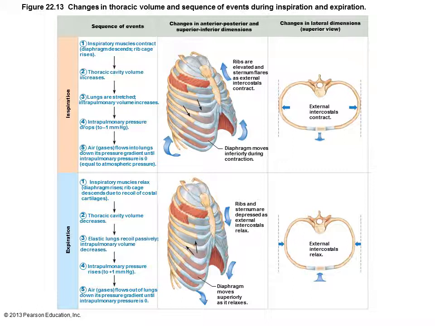In quiet expiration, the inspiratory muscles relax and thoracic cavity volume decreases, the elastic lungs recoil, intrapulmonary volume decreases, and pressure increases to +1 millimeter of mercury. Therefore, air flows out of the lungs down its pressure gradient until intrapulmonary pressure equals 0.